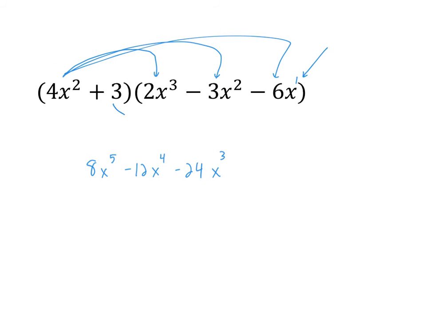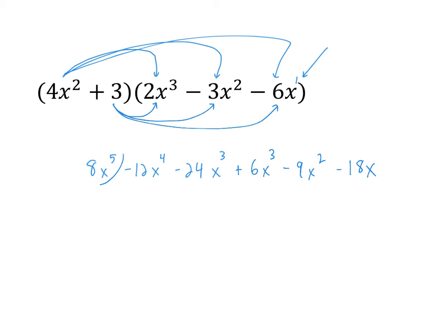Okay, so now we'll do the 3. Okay, 3 times 2x squared, or cubed, I mean, 6x cubed. 3 times negative 3x squared, negative 9x squared. And then 3 times minus 6x is minus 18x.